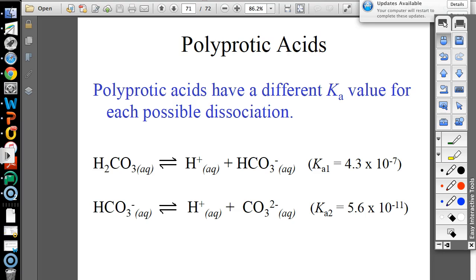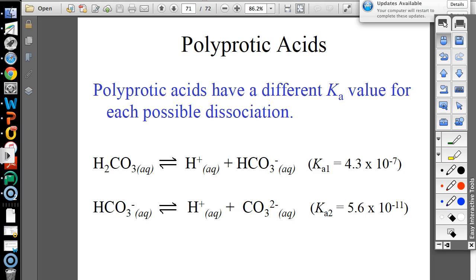Now look at these numbers here, okay? This is my carbonic acid. It's going to donate one hydrogen, and this is its own reaction, okay? The Ka value for this one is times 10 to the negative 7th. So this is not a strong acid, but 10 to the negative 7th is a pretty weak acid. But if we look at the second one, the Ka value for the second donation of a hydrogen is 10 to the negative 11th.